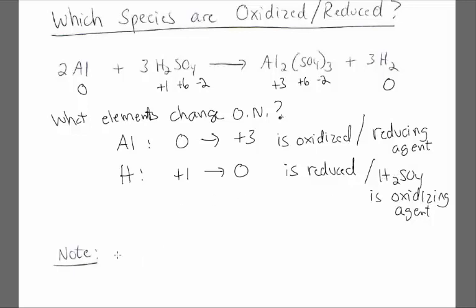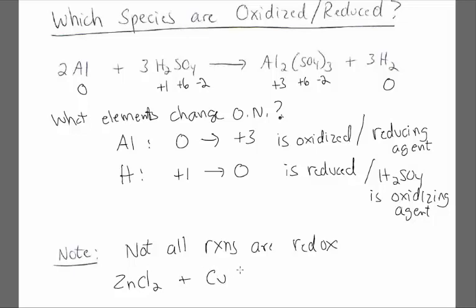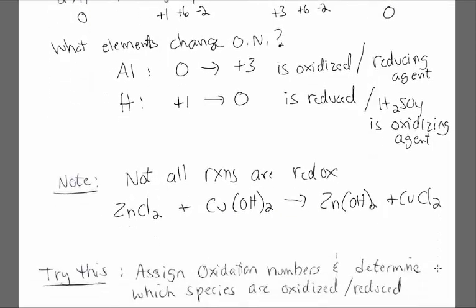Okay, I want you to realize that not all reactions are redox. In many reactions, the oxidation numbers do not change. And here's one. Zinc chloride plus copper hydroxide going to zinc hydroxide plus copper chloride. If you go through and assign oxidation numbers to all these, you'll find zinc is +2 here and it's +2 here. And if you go through all of them, they'll all be the same on either side. It's not a redox reaction.